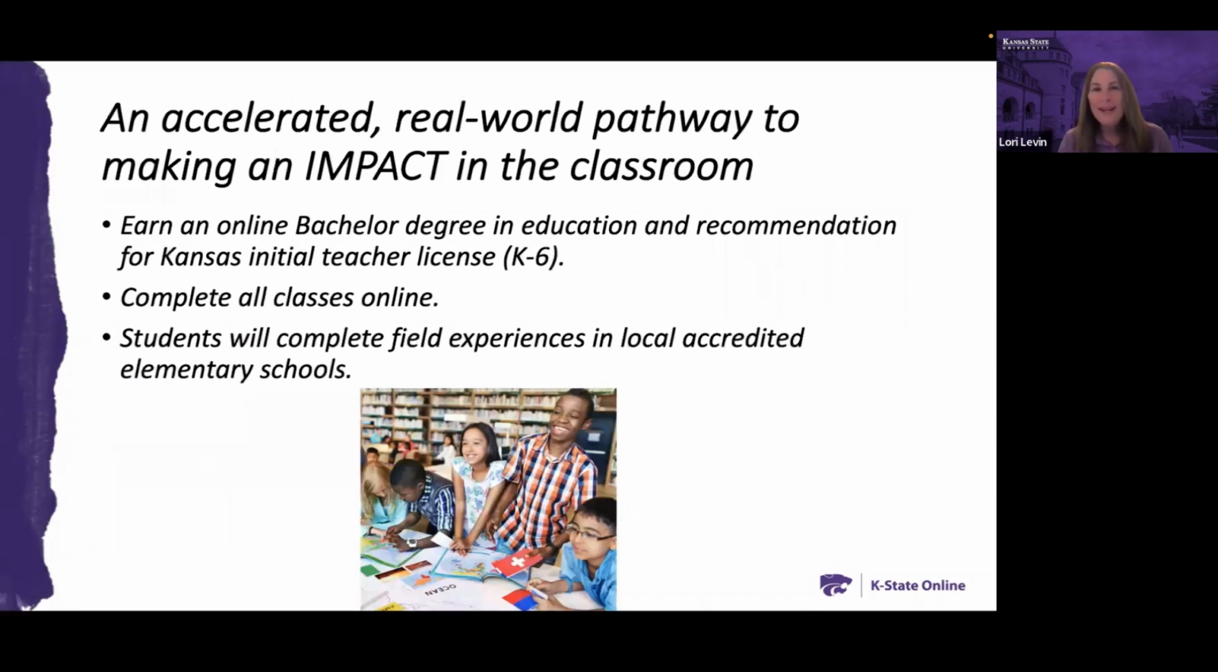So what we offer is a pretty fast real world pathway so that you can make a big impact in the classroom and serve students in your home community. You can earn a bachelor's degree with recommendation for Kansas initial licensure in grades K through 6, like I said, in as little as 2 years. And you complete 100% of your coursework online, which is beautiful because you get to stay in your home community and take classes with us at K-State, kind of on your own terms and in your own time. And basically, when it gets time for you to do field experiences or student teaching, you get to pick a local accredited elementary school in your home community to do that in.